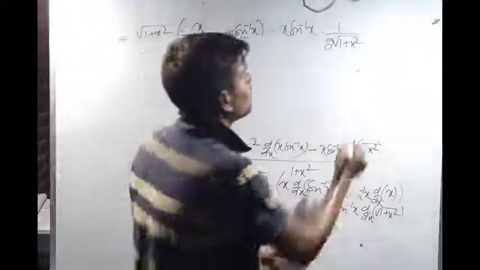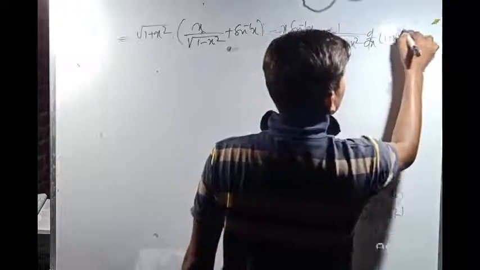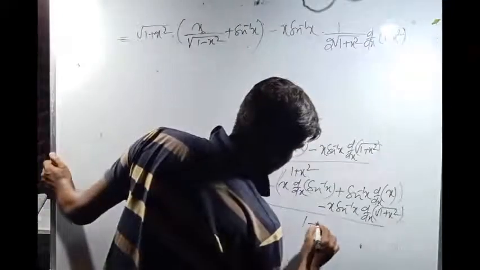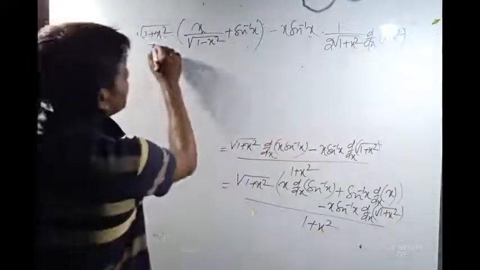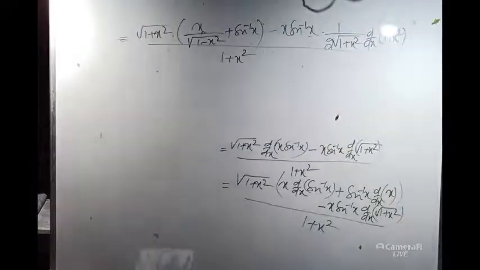Okay, and the derivative of 1 plus x square, and divide by 1 plus x square is here, and divide by 1 plus x square is here. Okay.